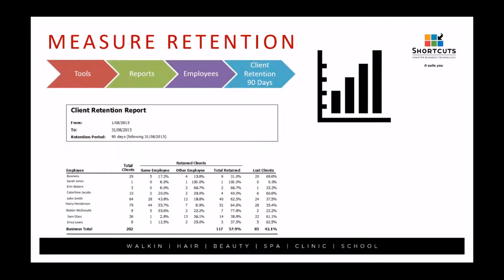So out of the clients who came in August, did they return within 90 days? Because that's what I believe is when my clients should return by, before I have to be a little bit concerned that they've either gone elsewhere or they're completely lost. So you can see when you look at this type of report that, for example, here John Smith saw 64 clients, 28 of them returned to see him, which is great. 12 of them still returned to the business, which is excellent. So that was 40 clients total retained and there was 24 lost.